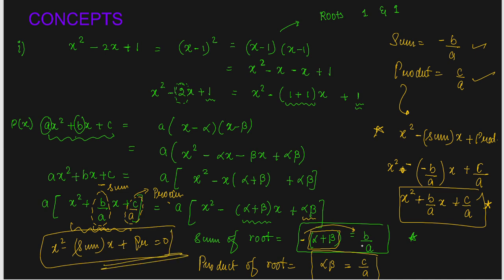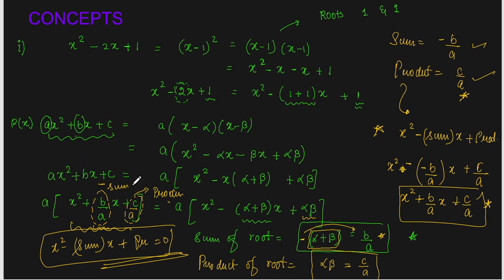And what is the relation between the quadratic equation and the coefficients? The sum of roots is minus b over a, and the product of roots is equal to c over a. Very important concept. I hope it's clear. Any doubt so far? Otherwise, we'll move on to the next example.